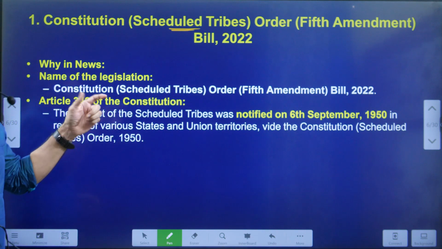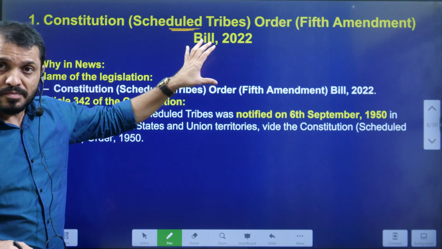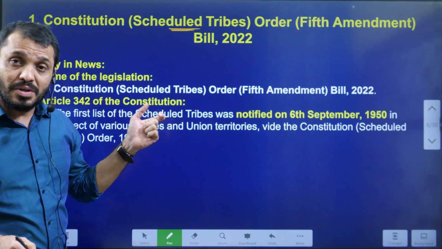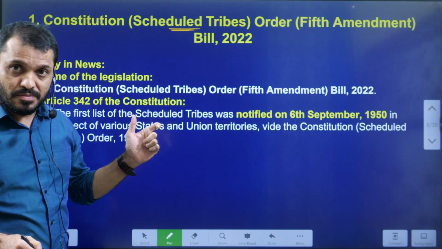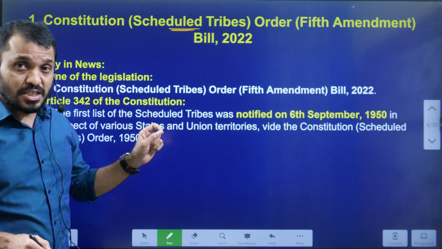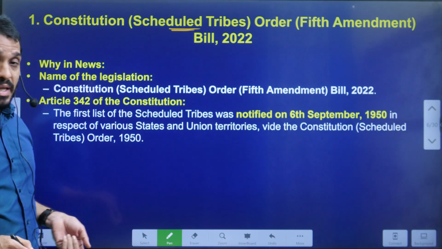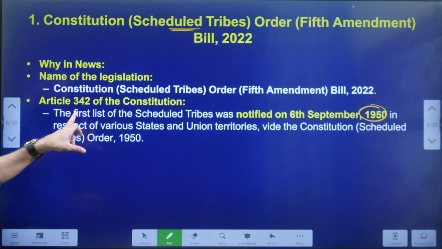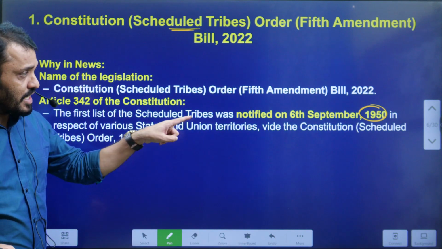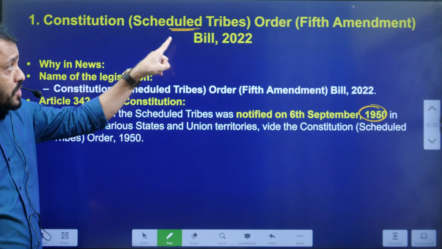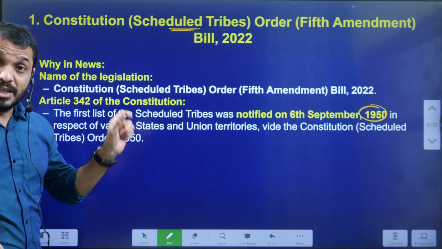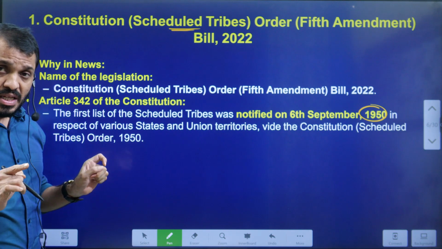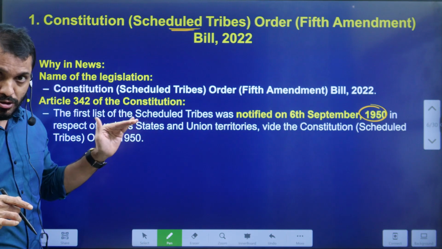Okay. So what is this Scheduled Tribes Order? First, you have to understand. Actually, the first Scheduled Tribes Order was released or enacted by the Indian President in 1950. That was the first Constitution Scheduled Tribes Order. The President notified this order. Always remember, this is not an amendment to the Indian Constitution.